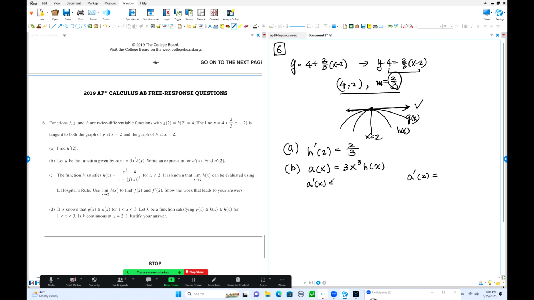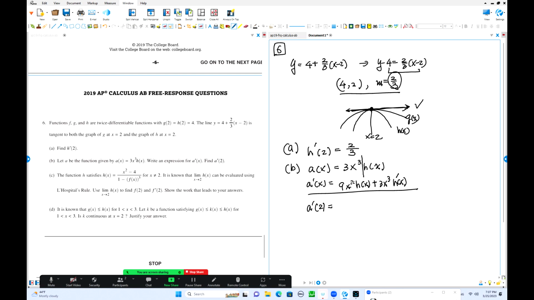The derivative of a of x: we have 2 functions there, the first one and the second one. So we have to use the product rule. The first prime, 3x cubed prime, is 9x squared, times the second. Then don't touch the first one, 3x cubed, times h prime of x. This is the product rule. That's the answer. We can leave it this way. After that, we put in x is 2.